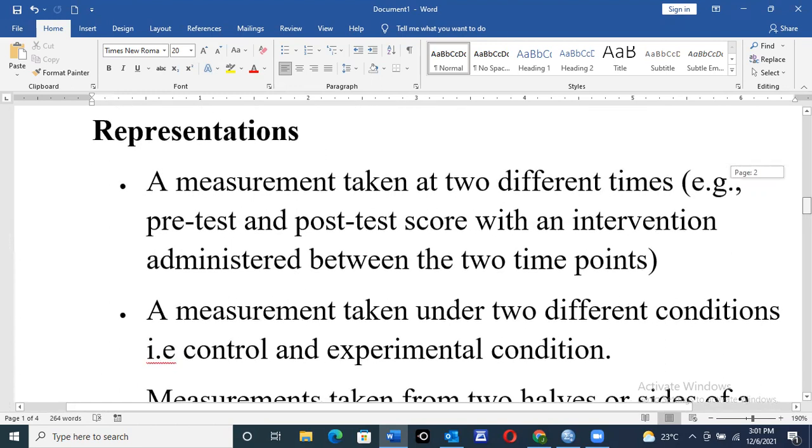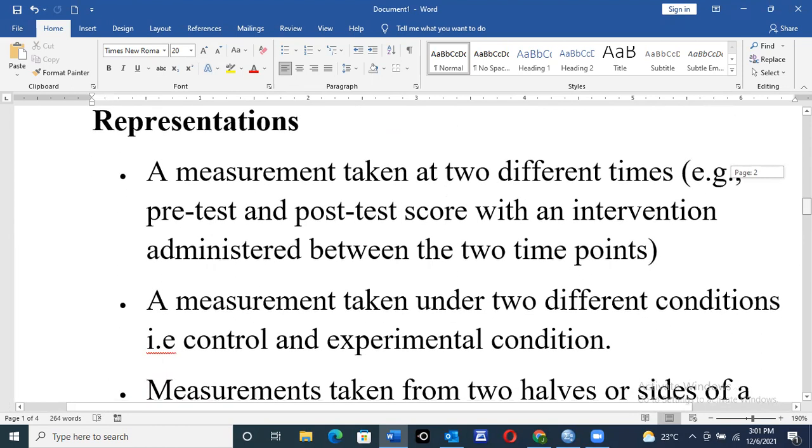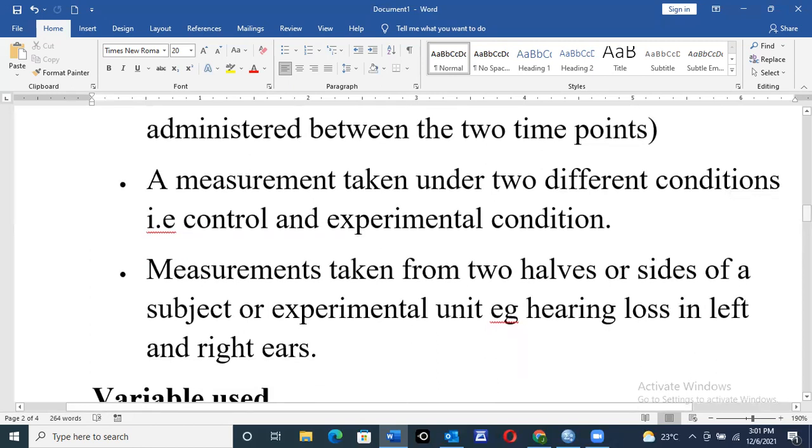This particular test also represents a number of issues here, and I have three aspects listed for this particular test. One, it's a measurement that you take at two different times. For example, there's a pre-test, which means you run a test before, and a post-test score, which is a test that you do after a particular intervention in a given area. It can be a project, or maybe you want to reverse a certain trend that is worrying in a given area. Secondly, it is also a measurement taken under two different conditions.